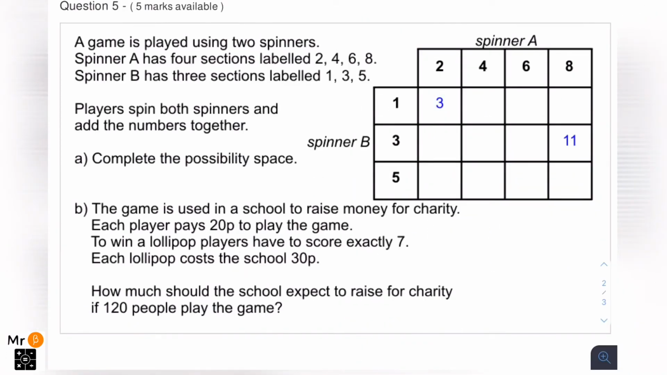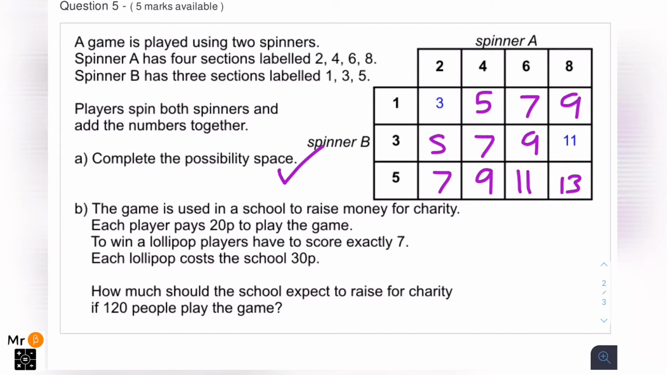Our final question, we need to spin our spinners and then add the numbers together. So if we complete our sample space diagram like so, then in part B it tells you that each player pays 20p to play the game. To win the lollipop you have to score 7 and the lollipops cost the school 30p. How much should the school expect to raise if 120 people play the game?